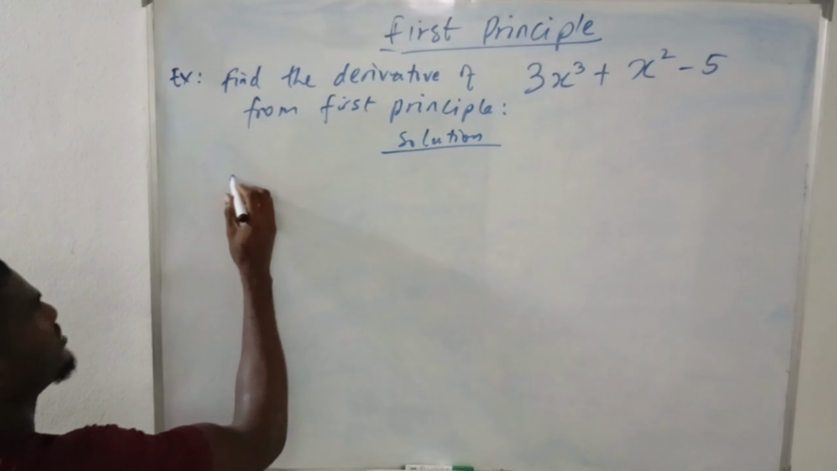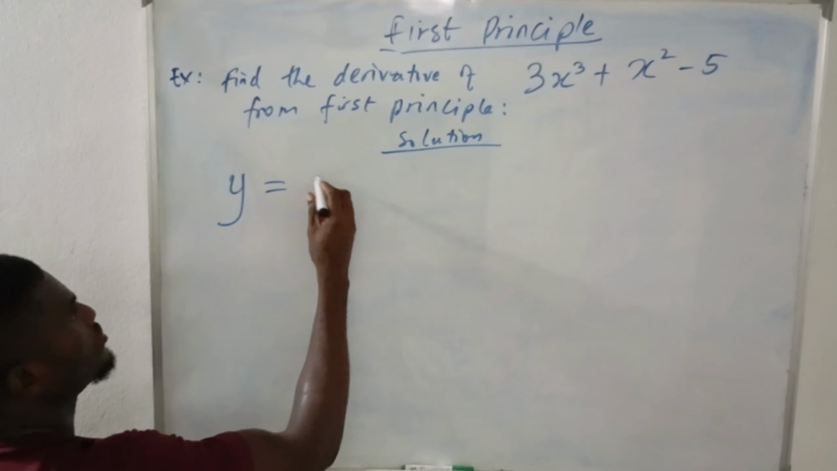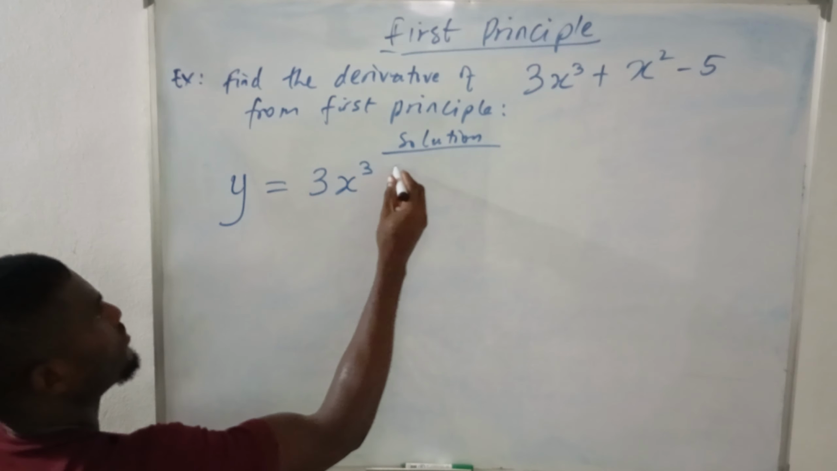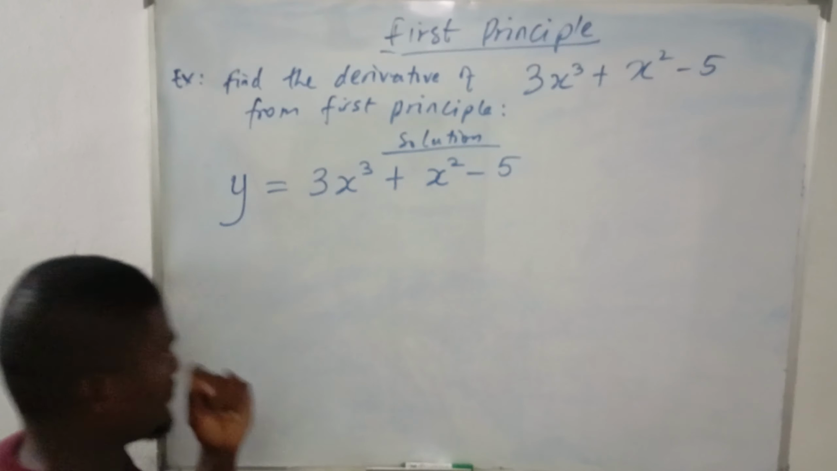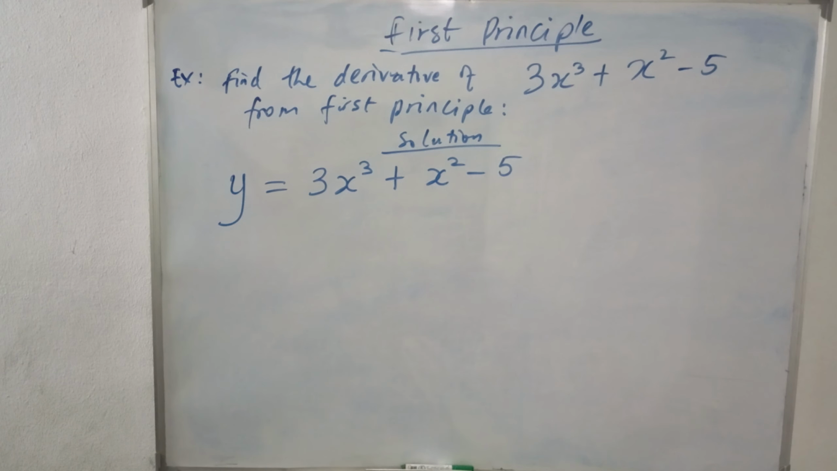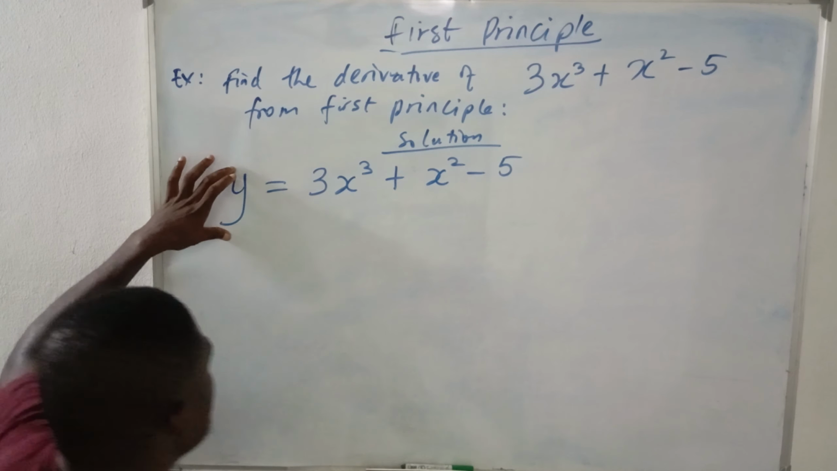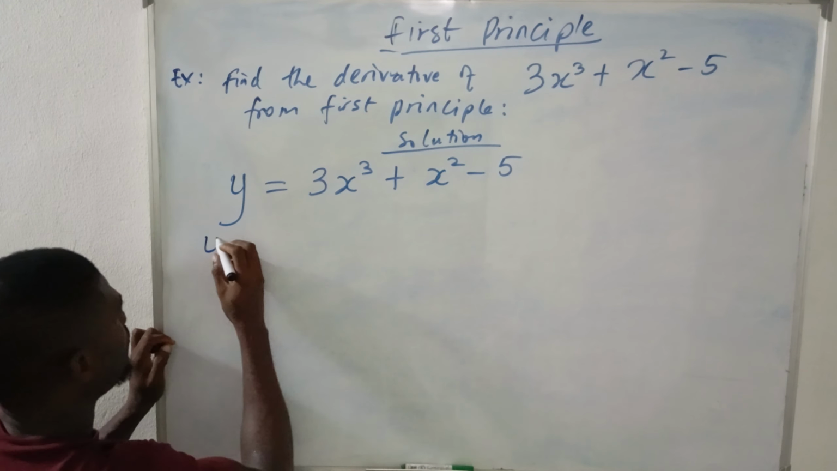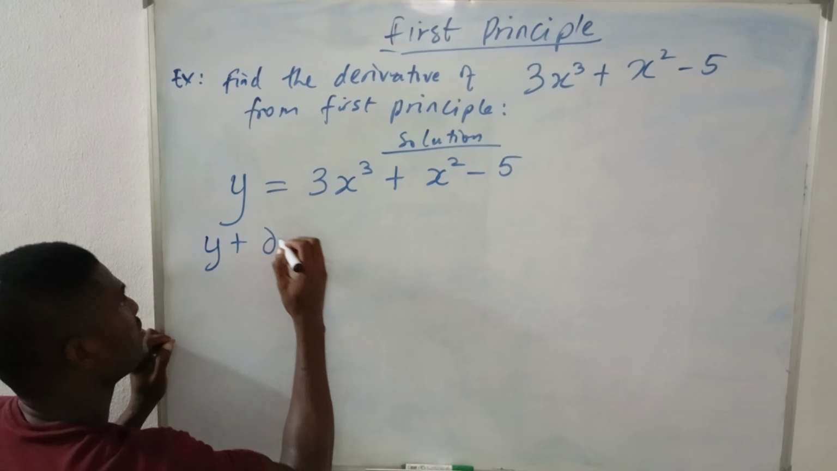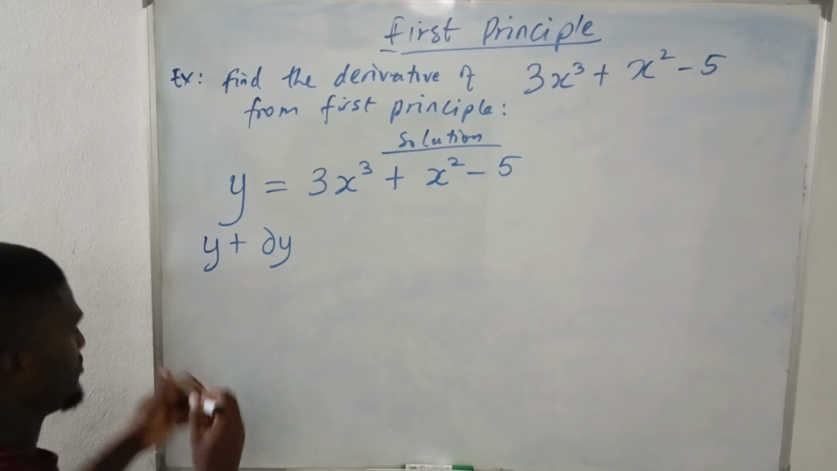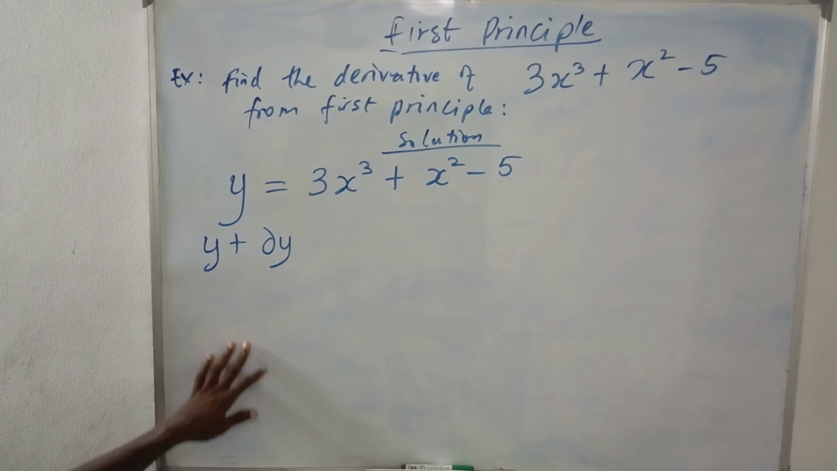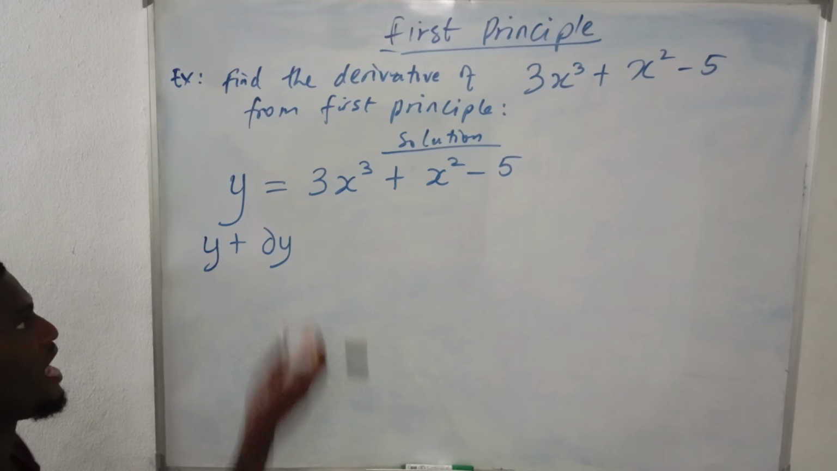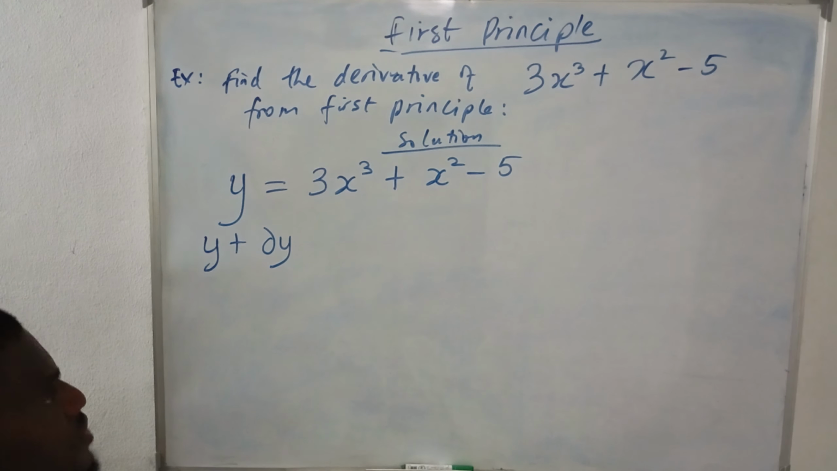We're going to start by saying let y be equals to 3x raised to the power of 3 plus x raised to the power of 2 minus 5. That will be the first thing we're going to do. Now we're going to change our y here to y plus partial change in y, which means that we're going to also change our x to x plus partial change in x.